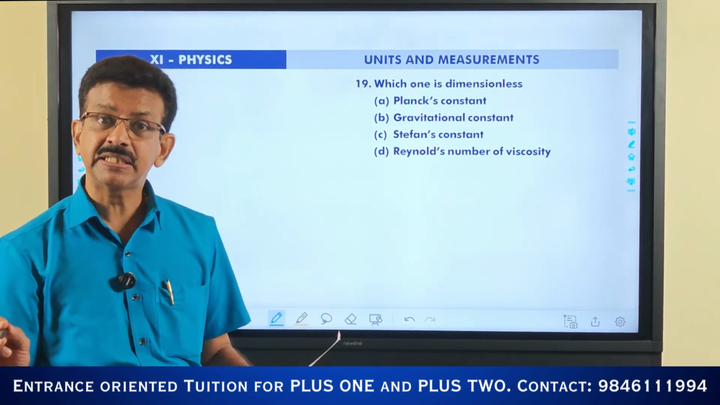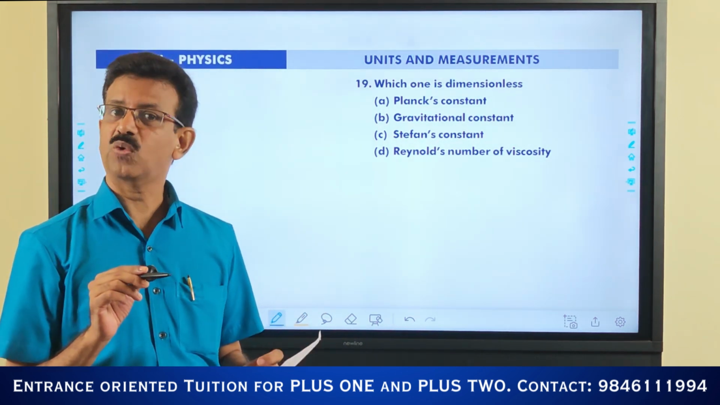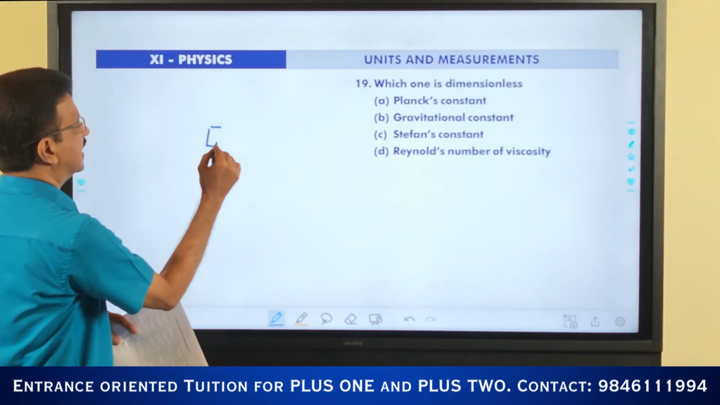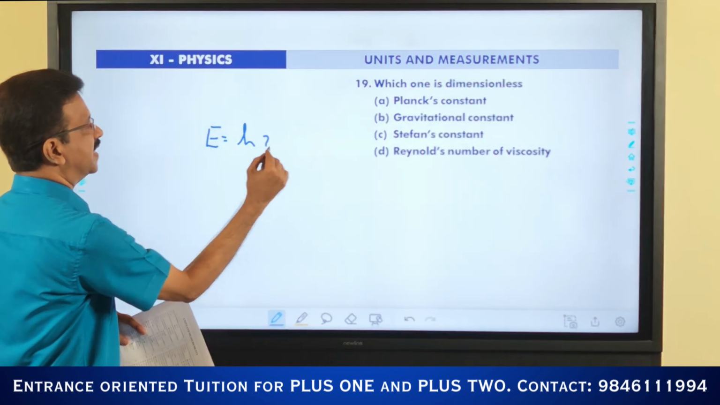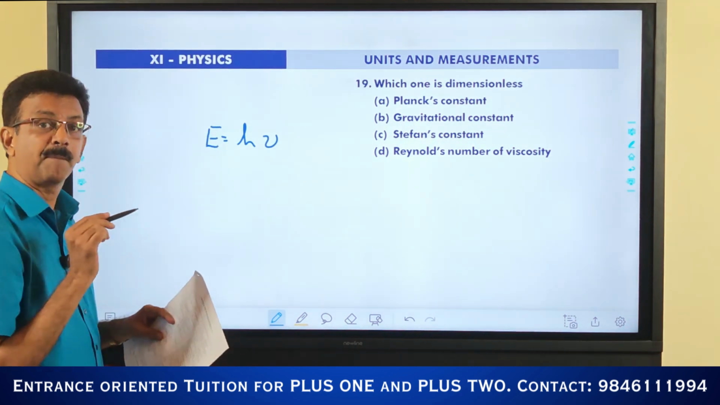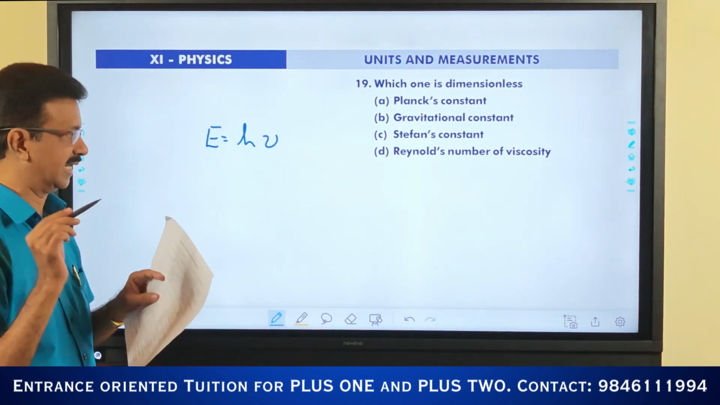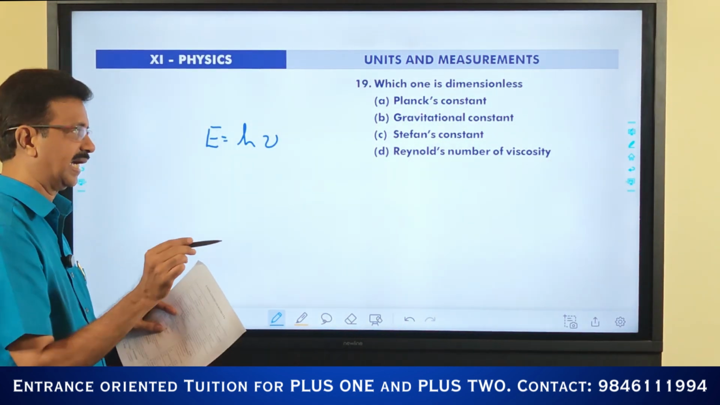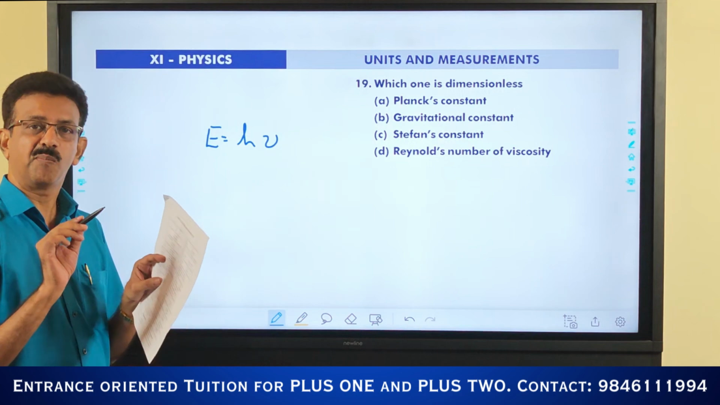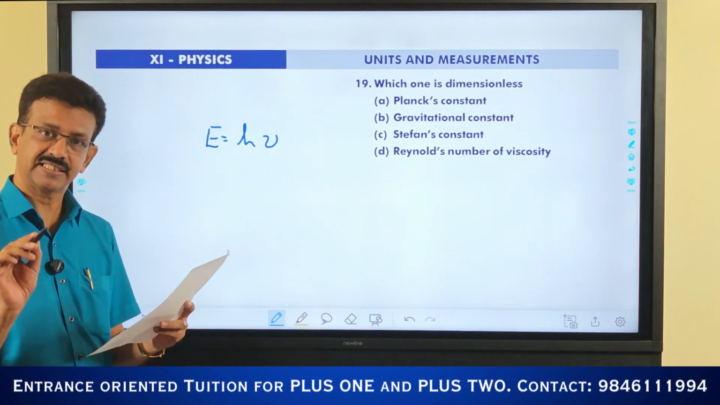Which one is dimensionless, not having a dimension? Choice 1, Planck's constant. The equation containing Planck's constant is E equal to h nu. Nu is the frequency, E is the energy, h is Planck's constant, its value 6.625 into 10 raised to minus 34 joule second. It has a unit, joule second. Anyway, Planck's constant has both the unit and dimensions. Its SI unit is joule second.